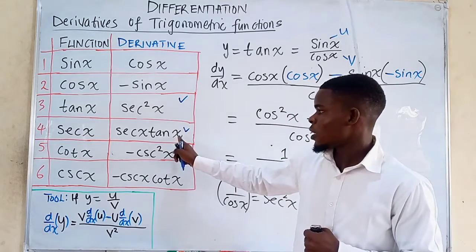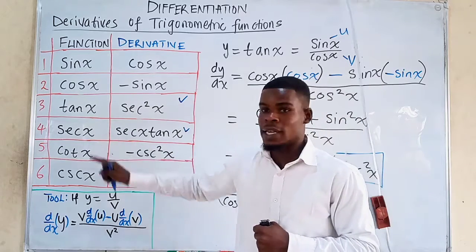Let's go over and check and solve the derivative of secant squared x and see what we have.